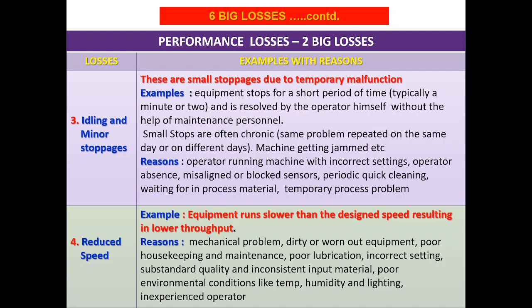The fourth loss is reduced speed. That is, equipment runs slower than the design speed, resulting in lower throughput. Reasons: mechanical problems, dirty or worn out equipment, poor housekeeping and maintenance, that is poor lubrication, incorrect settings, substandard quality and inconsistent input material, poor environmental conditions like temperature, humidity and lighting, and poorly trained and inexperienced operators.